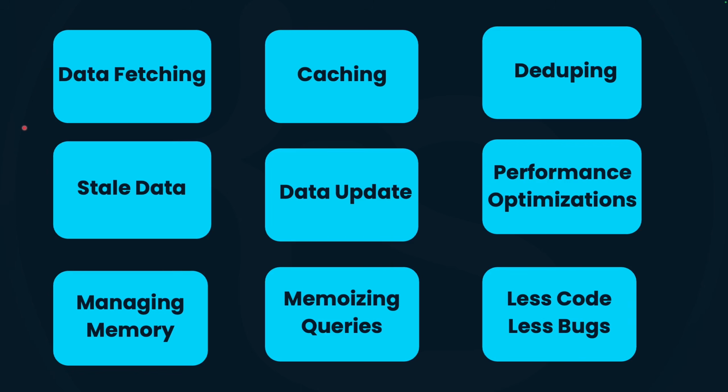Deduping, another case. When you are making a fetch request, at the same time, if the same fetch request has been made, then how do you make sure that you are not making a duplicate request, thus not getting a duplicate response? How do you make this a unique request-response scenario?